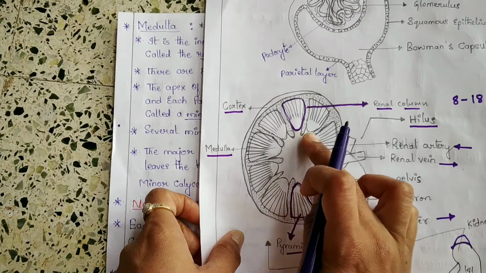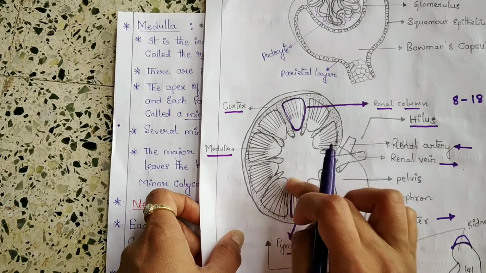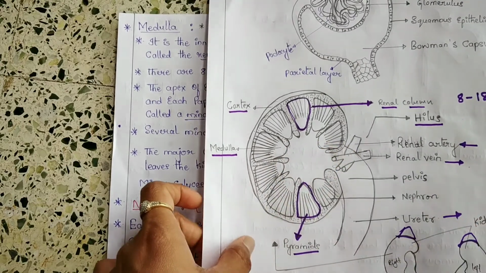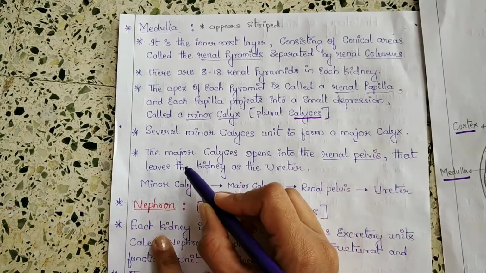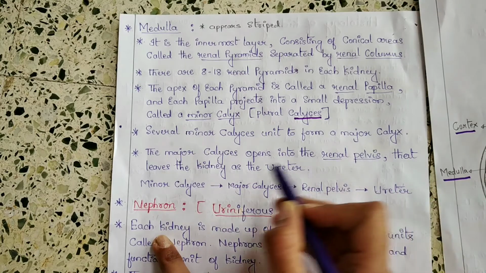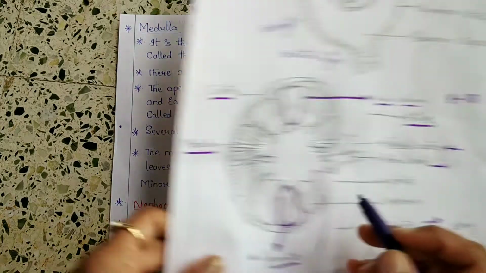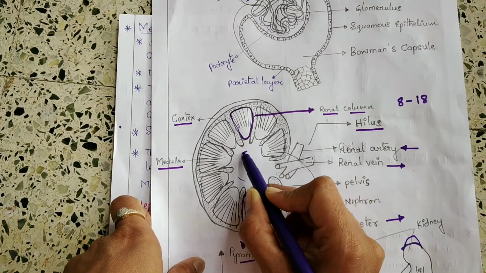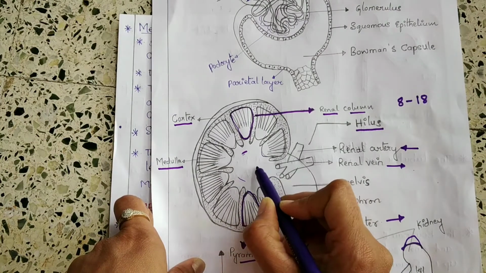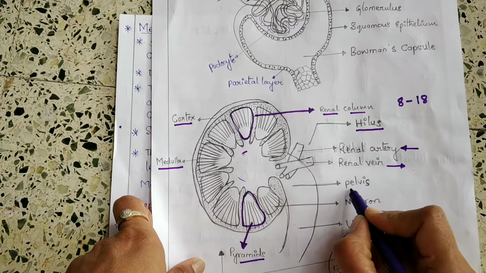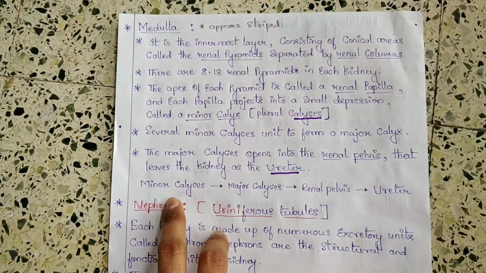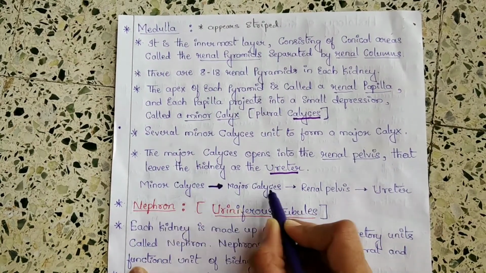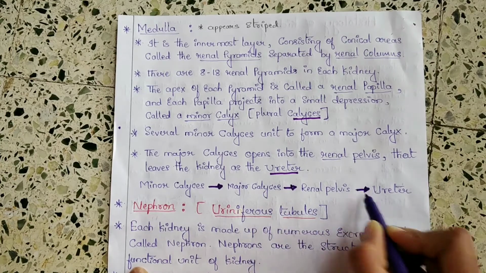And these several minor calyces combine to form a major calyx. And the major calyx opens into the renal pelvis, and that will leave the kidney as the ureter. You can look at the diagram: this part forms the minor calyx, several minor calyces combine to form the major calyx, the major calyx leads to the pelvis, and the pelvis leads to the ureter, which leaves the kidney. So in a simple flow chart, you can remember it like this: minor calyx, major calyces, then renal pelvis, and then ureter.